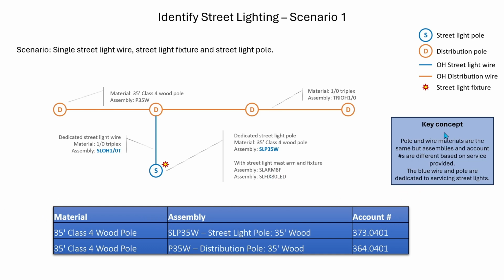So going back to the key concept of this particular scenario, it's that the pole and wire materials are the same, but the assemblies and account numbers are different depending on the type of service provided. This concept is going to be repeated over and over throughout this training in the various scenarios, so it's really important that you understand this concept before moving forward.